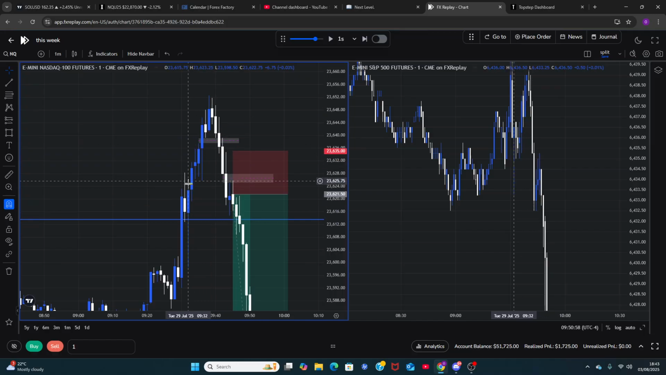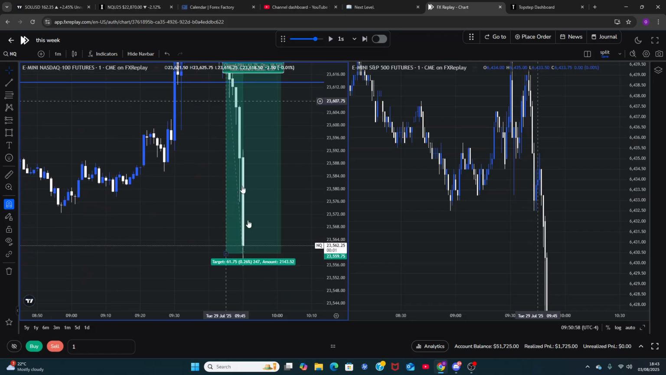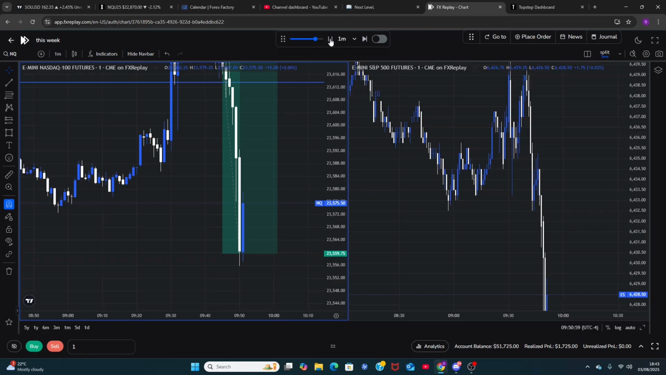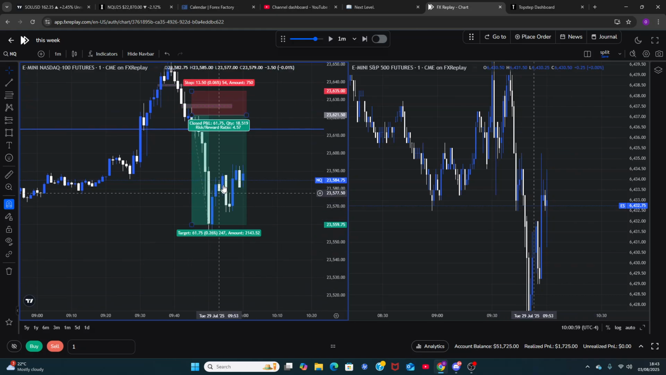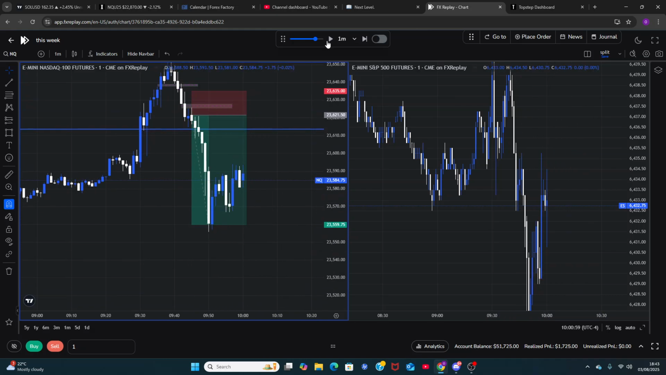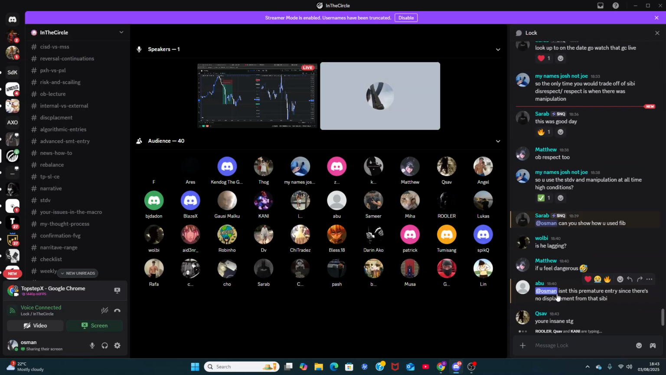Had a BISI disrespected. You could have entered there if you wanted to, but I wait for the BISI displacement, rebalance back inside to the SIBI, entry there, targeted the fib. And notice as soon as the fib gets hit, price starts to move a bit weird. See? And all these people are getting stopped out now because the fib got hit. You could try to enter shorts here, but that's not enough. A lot of points, but yeah.